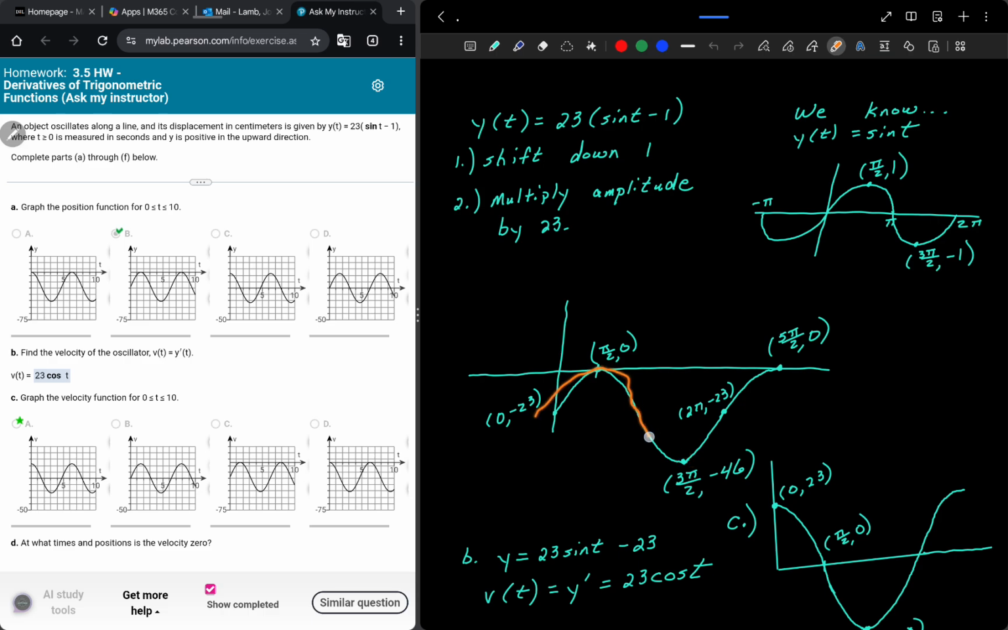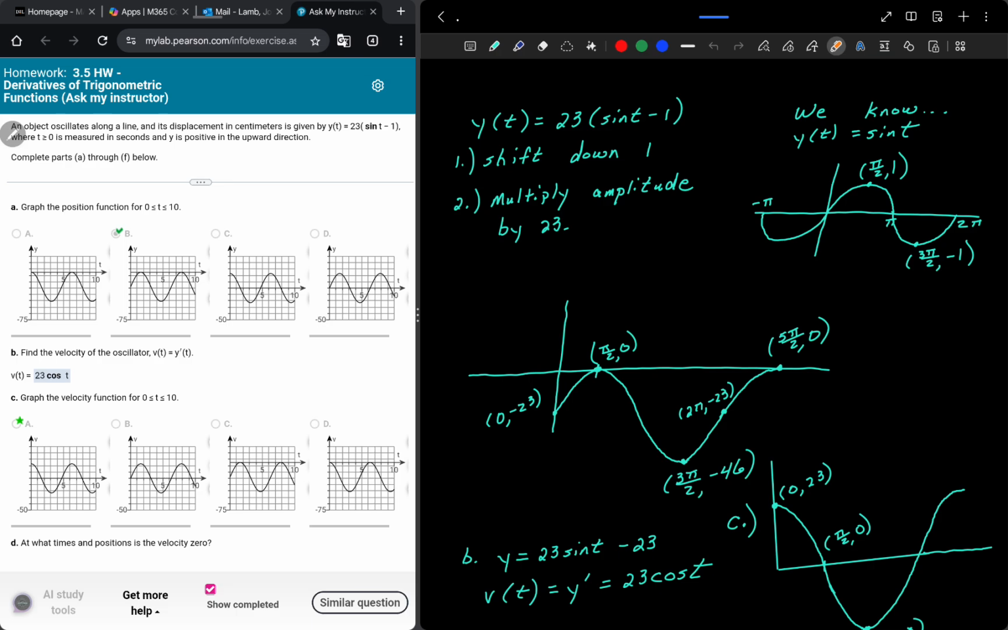Once I get that, I just continue the pattern. I'd have 2 pi, negative 23. Back up, my next intercept would be at 5 pi over 2, 0. And of course, it continues down. You could say you'd have the value 3 pi, comma, negative 23, 7 pi over 2, comma, negative 46, and so forth. Now, this was enough for me to pick out the graph over here.